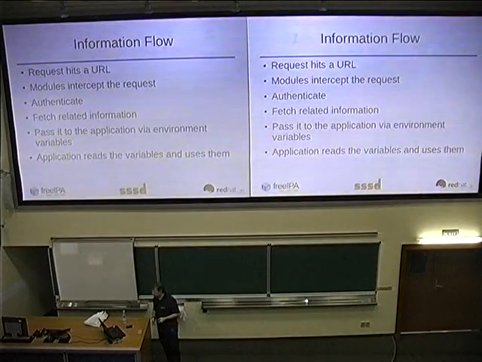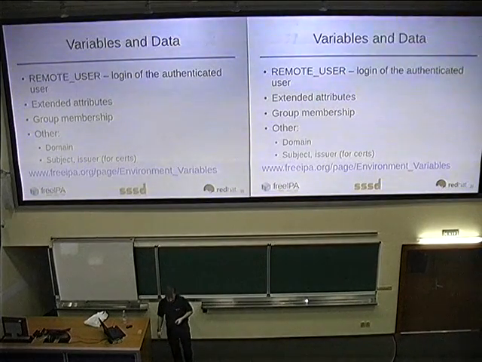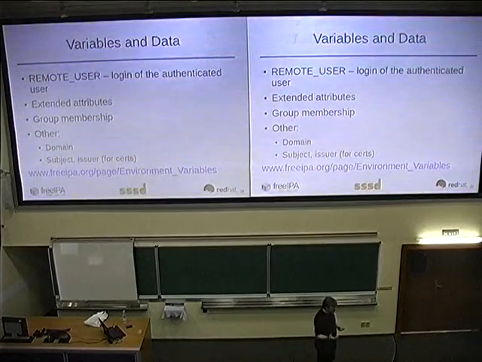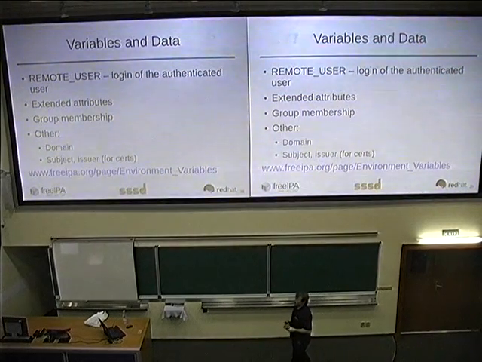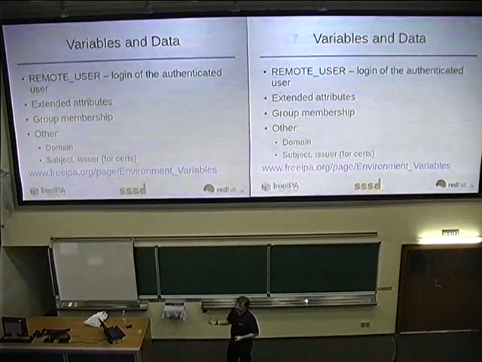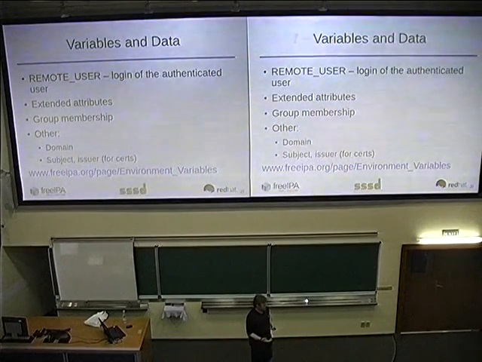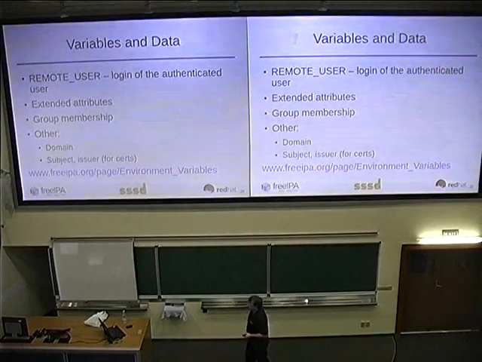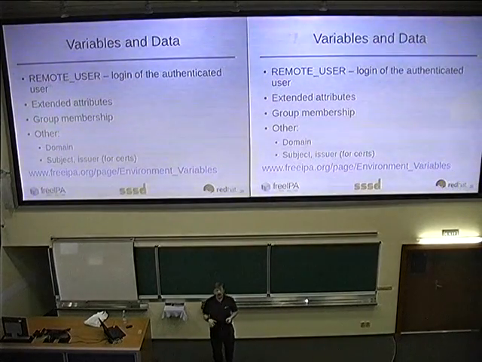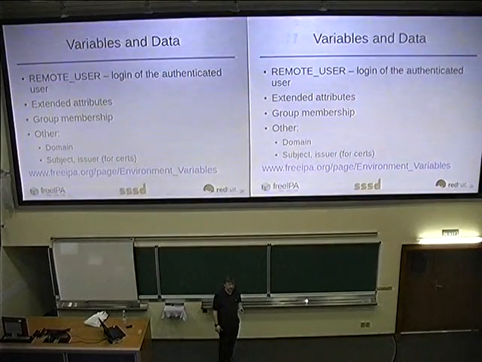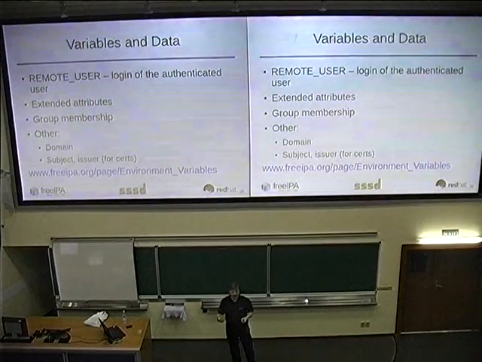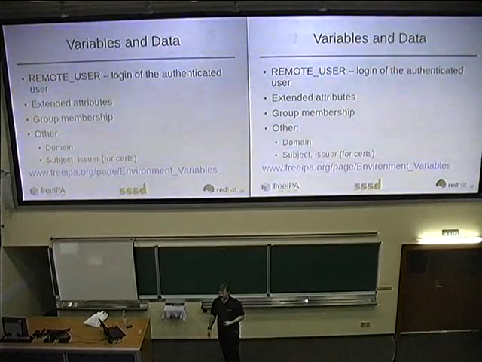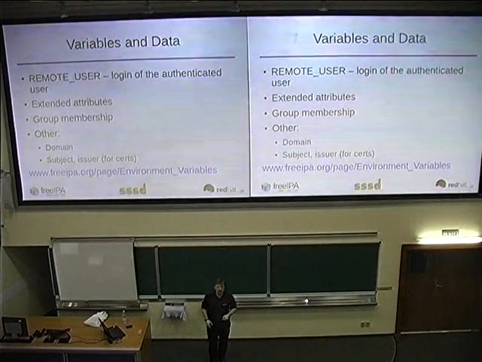So I described the workflow. I talked about the remote user. One other thing that is worth mentioning in this setup is that sometimes applications need more than just a user. They need a badge number or mail address or list of group memberships or some other arbitrary attribute related to the user. So we provided a way to fetch this additional information out of the SSSD. SSSD can be configured to fetch additional attributes from the central directory and give them to the application through the special module, mod_lookup_identity.